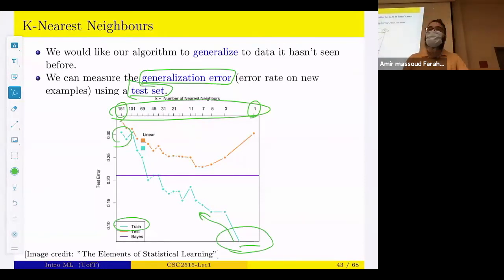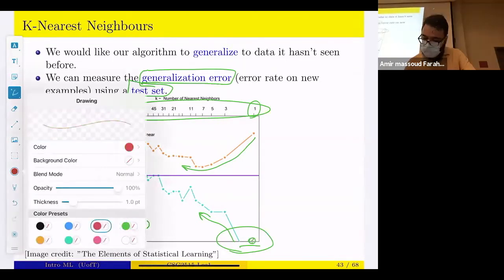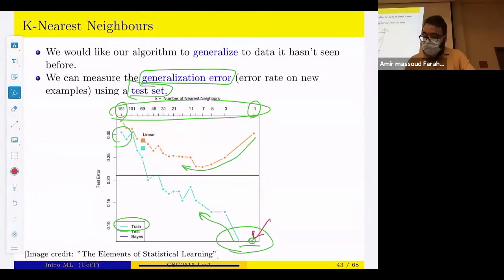But then we have another curve here, the test error, shown in orange, which shows what the error would be if we have a new data set independent from the previous one and compute the error on that. So a few questions. When k is equal to one, like this point, the error is actually zero. Why is that? Is it overfitting in the model? Okay, so the answer is that we overfit the model. And that's true.